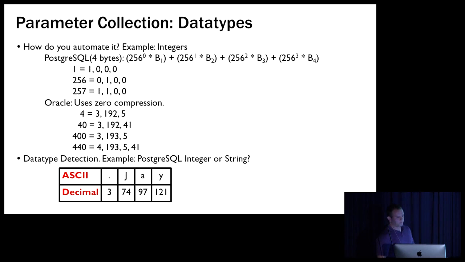However, Oracle uses zero compression to represent numbers, and there's no obvious way to automate this. So I have 4 example numbers that Oracle uses. Those are correct. It's very odd.